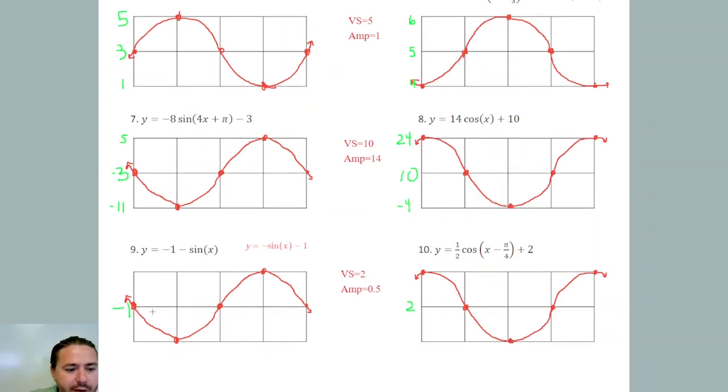For number 9, the amplitude's 1, so we're going to add 1, subtract 1. We've already done one like that with the vertical shift of negative 1, amplitude 1. And then if the amplitude is a half, we're going to do 2 plus a half is 2.5, and 2 minus a half would be 1.5. Or you could say 5 halves, 3 halves, same thing. Okay, so that's 2 out of the 4 things.